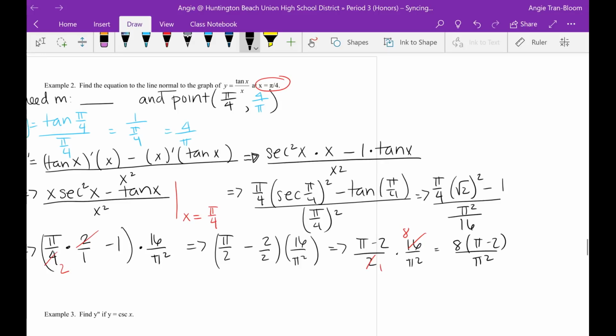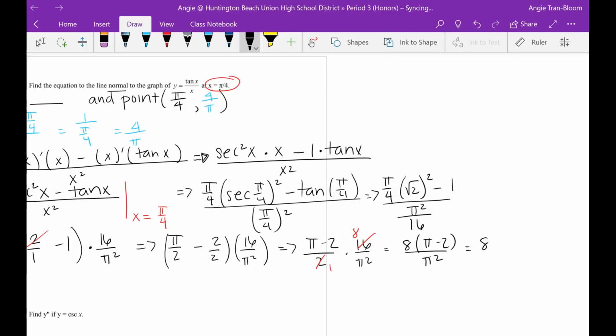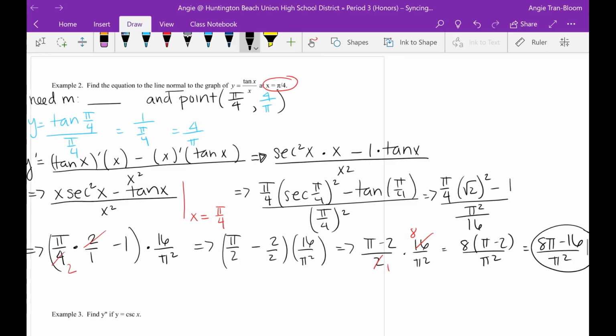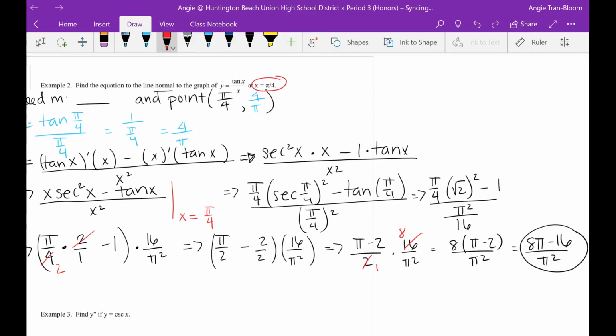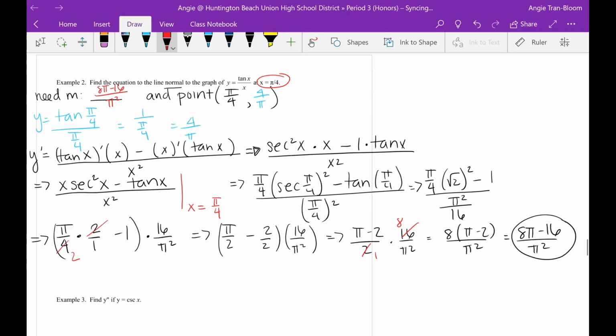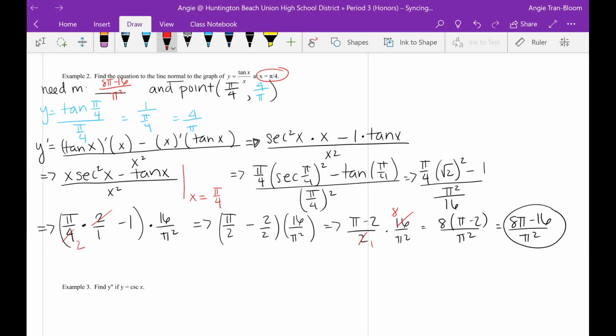This is my slope, so let's distribute that. This is 8 pi minus 16, all over pi squared. Yes, it's ugly, but there isn't anything you can do about it. So that's going to be my slope, which is 8 pi minus 16 all over pi squared is my entire slope. Can you imagine this? I'm not even anywhere near my normal line. I just got a slope and a point. Okay, so let's write my normal line.